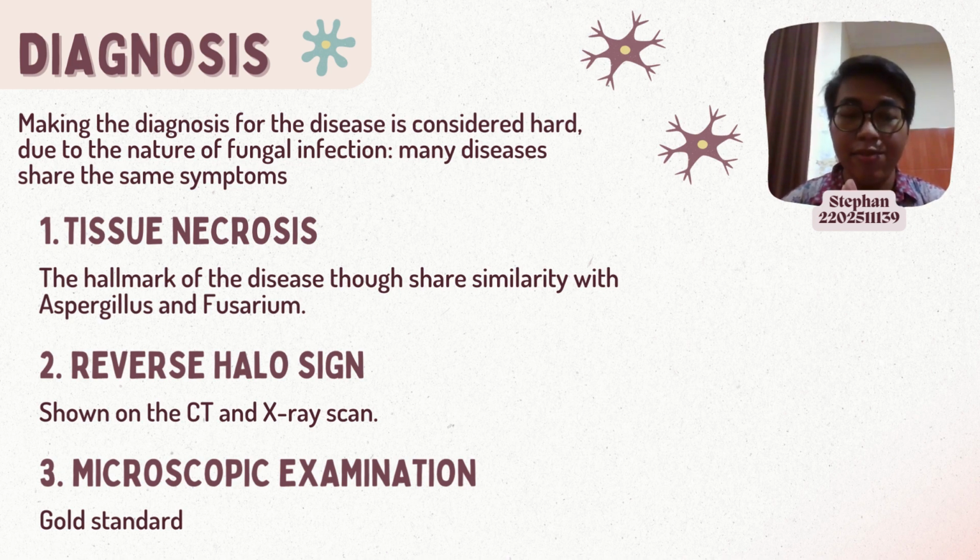Secondly is the reverse halo sign, or RHS, which is shown on the CT or X-ray scan. This is one of the things that you need to look for in mucormycosis infection. The gold standard to diagnose this infection is the microscopic examination, in which you will be able to differentiate between one agent of infection, say Aspergillus, and mucormycosis. This is still, to this day, considered the most important thing to do when diagnosing mucormycosis.